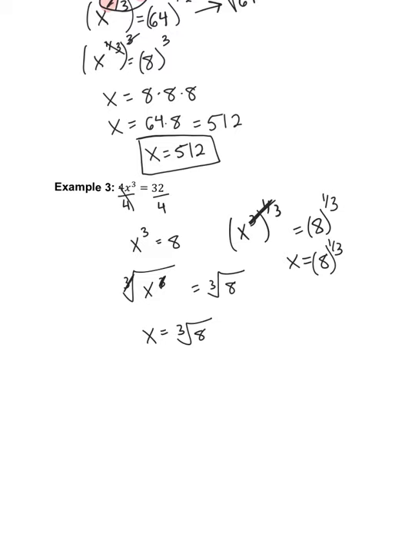Okay, the cube root of 8 means I need to find one number that I can multiply together 3 times to get to 8. And that's 2. So 2 times 2 times 2. 2 times 2 is 4, times 2 again is 8. So the cube root of 8 is 2. So we have x equals 2.